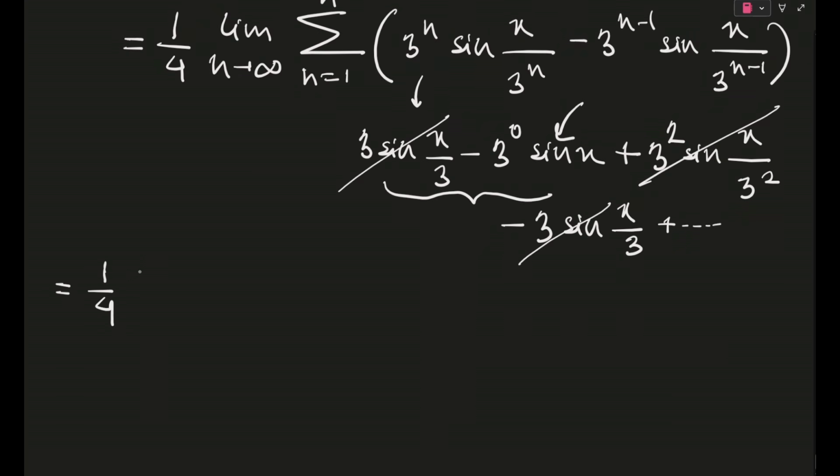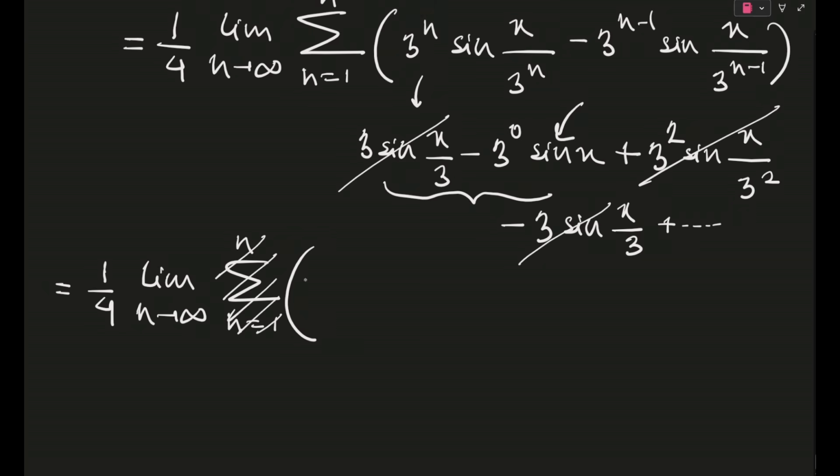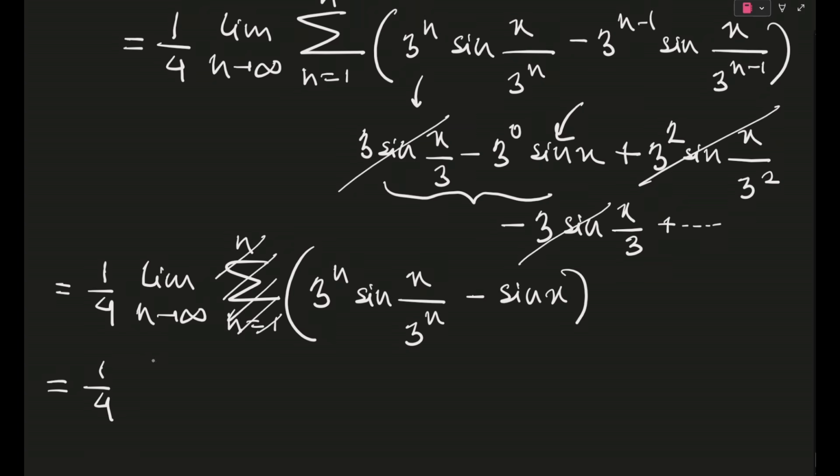So this will be 1 by 4, limit of n tending to infinity, sigma n equals 1 to n, and guys, we don't need the sigma. I'm sorry, sigma is already evaluated, right? So this actually will come out to be 3 power n sine of x by 3 power n minus sine x by 3 power 0. Because this thing is done, I hope right now we can straight away go forward to applying the limit.